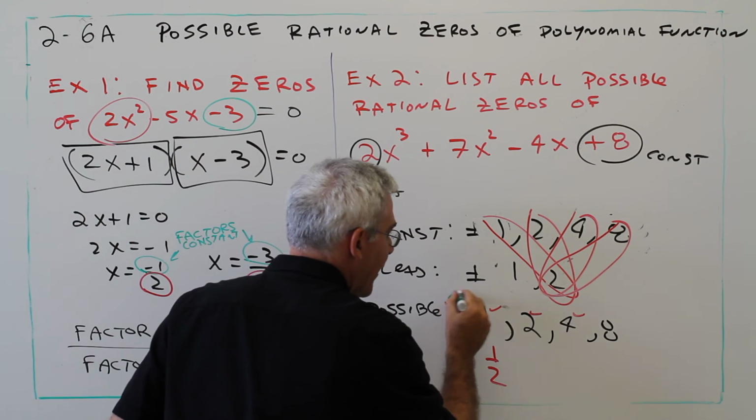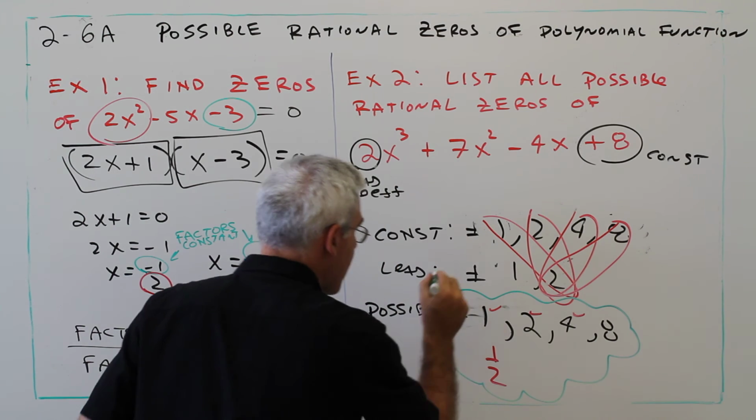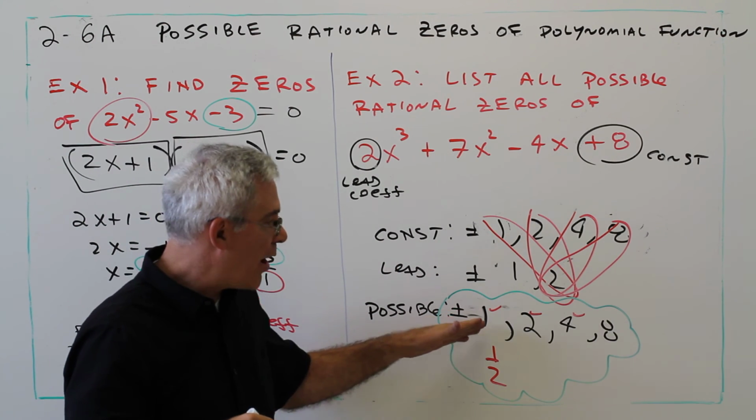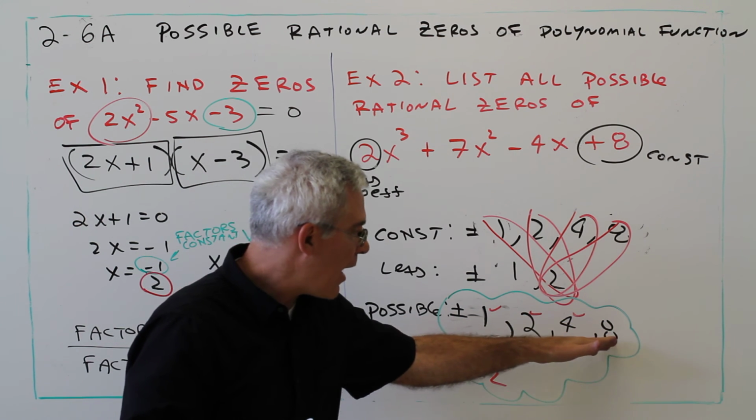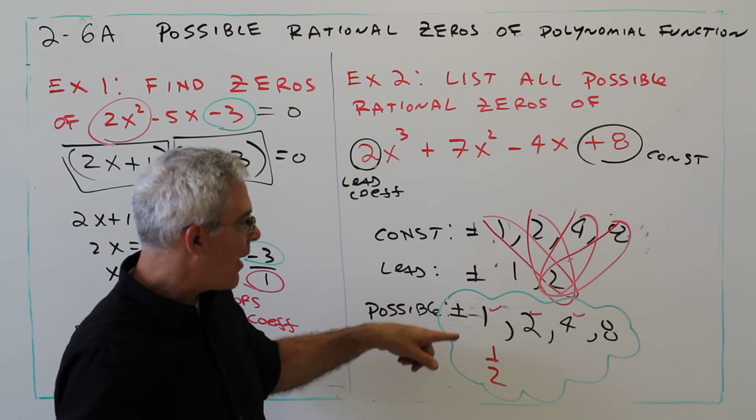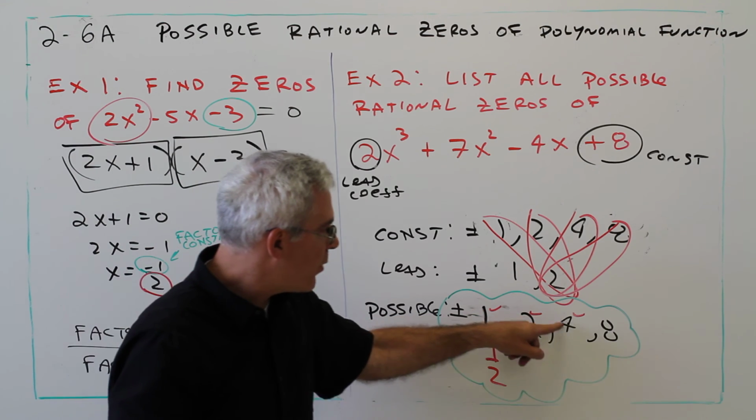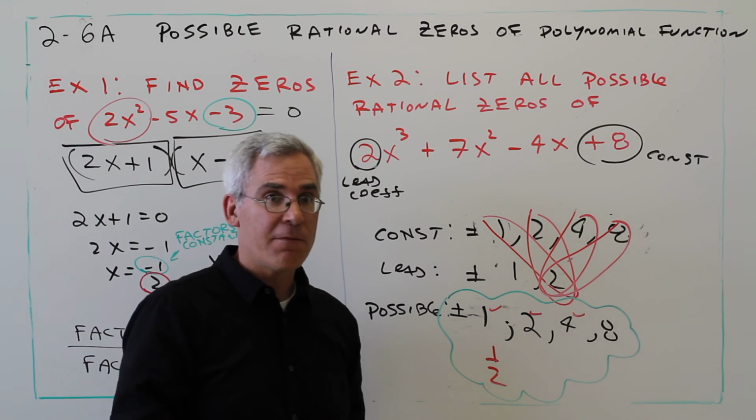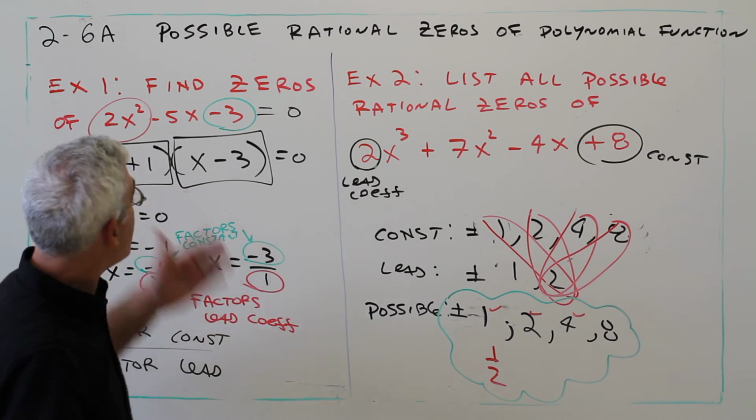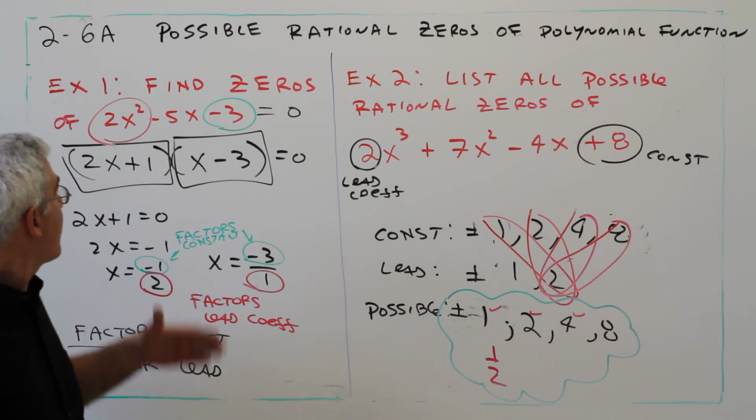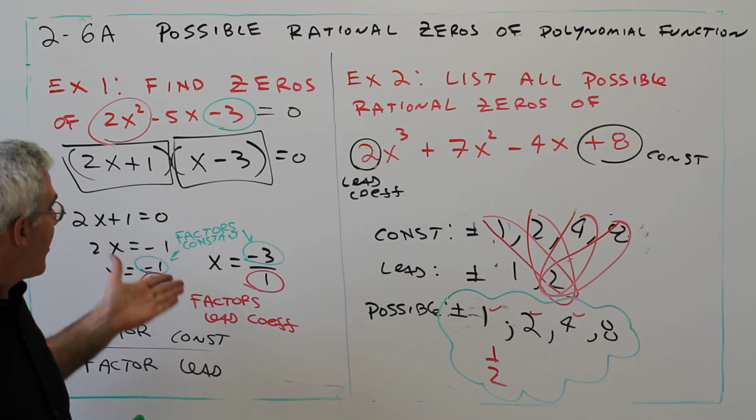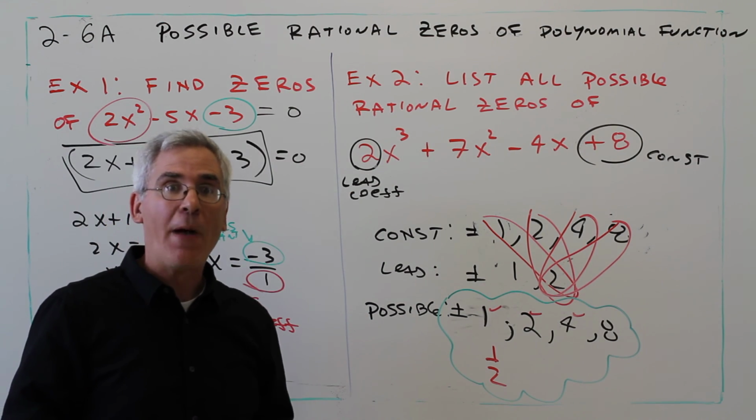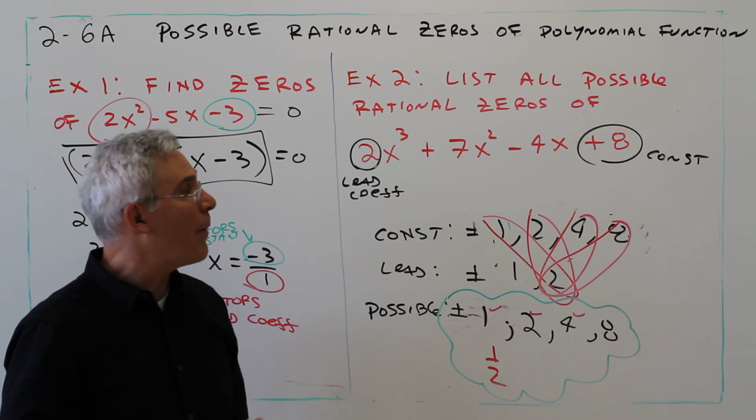So my list of possible rational zeros is plus or minus 1, 2, 4, 8, and 1/2. Again, there's 1, 2, 3, 4, 5. There's a total of 10: 5 positives and 5 negatives. And there you have it. Some background on how to find rational zeros and a way to make a list of all possible rational zeros of a polynomial function.